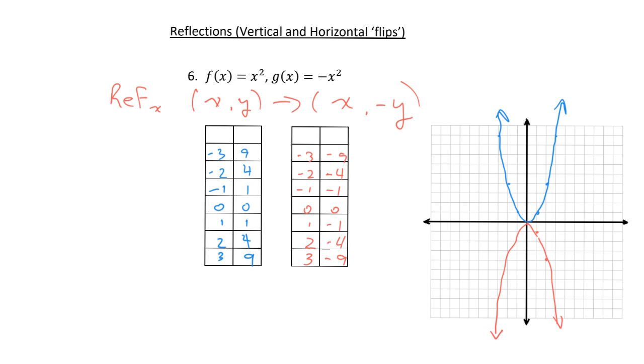Okay, so this negative that's before the function gives us a vertical reflection, and it affects the y values.